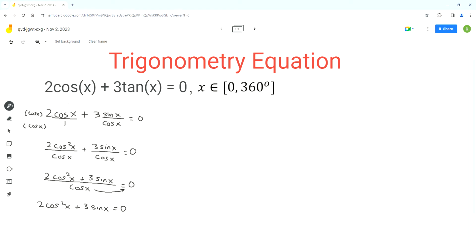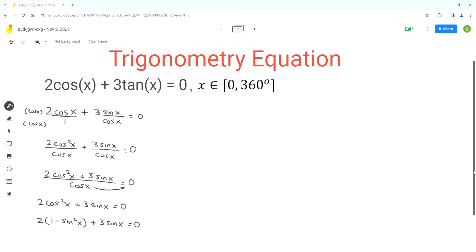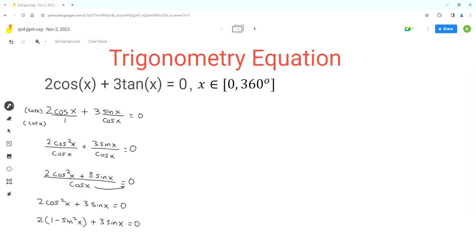So we have to figure out a way to get only one trig ratio in this equation. And for that, we can use the Pythagorean identity. So we can change cos square x into 1 minus sine square x. So 2 parentheses 1 minus sine square x plus 3 sine x equals 0. Now there is only one trig ratio in this equation. So we just have to simplify it and then solve it to find the value of x.